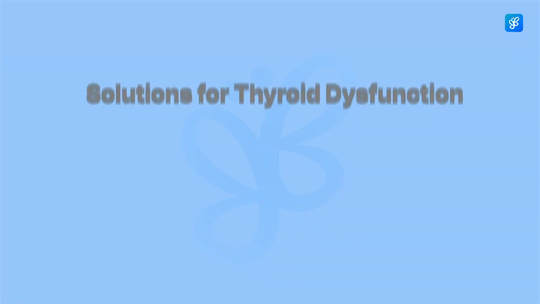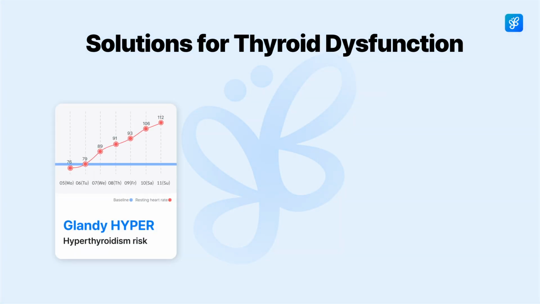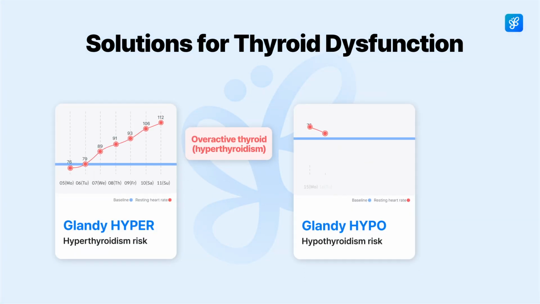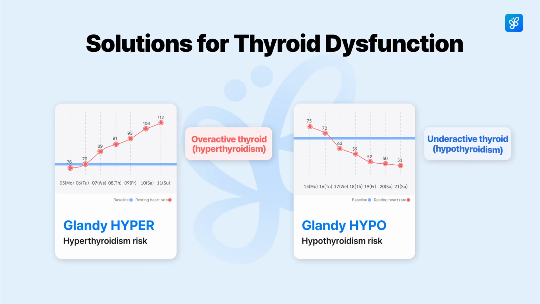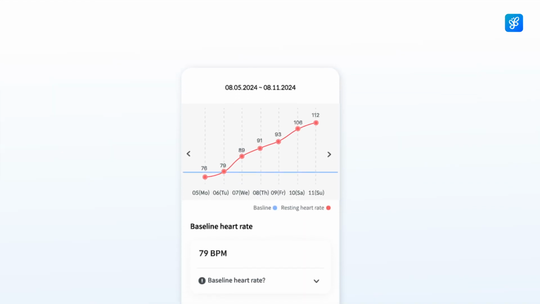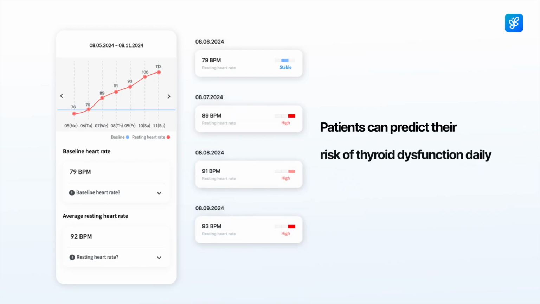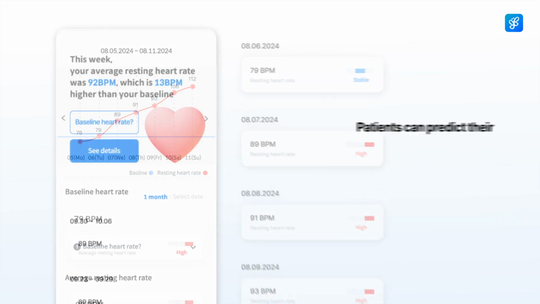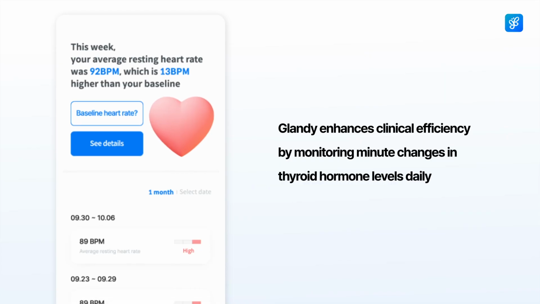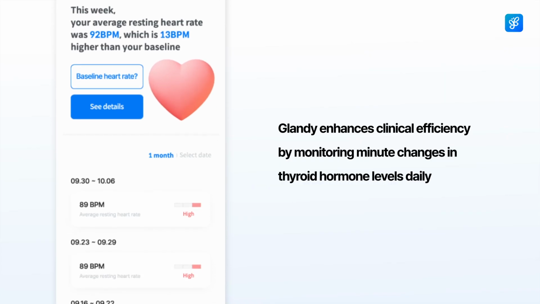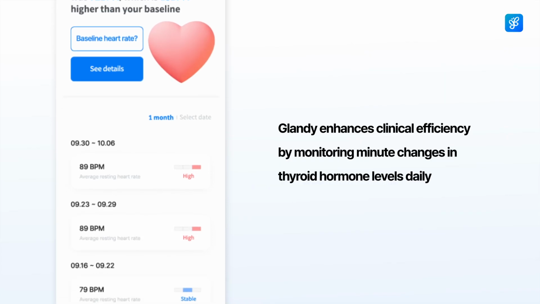Now, let's move on to the thyroid dysfunction monitoring solutions. Glandy HYPER and HYPO enable patients to monitor changes in their daily thyroid hormone levels based on their heart rate. By comparing changes in their resting heart rate to their baseline heart rate, patients can predict their risk of thyroid dysfunction daily. Glandy enhances clinical efficiency by monitoring minute changes in thyroid hormone levels daily.